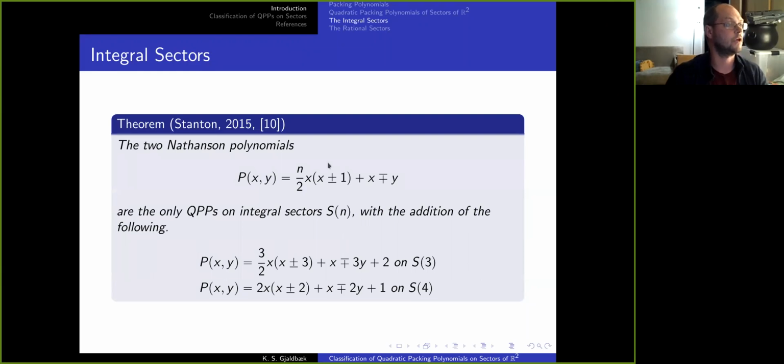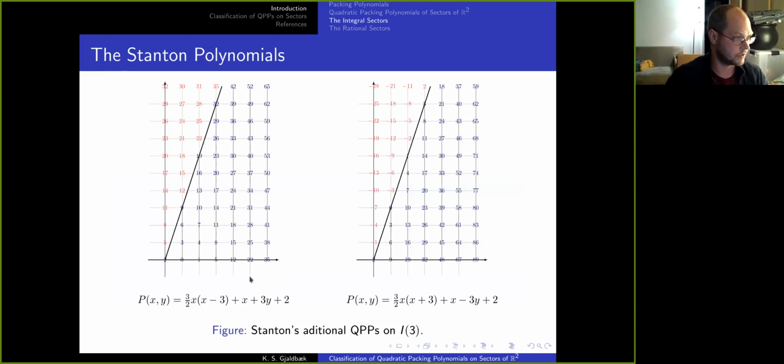The integral case was also solved by Stanton in the same paper. I wrote 2015, but this is the same paper. That should be 2014. Sorry. She proves that the two Nathanson polynomials given before that come with any integral sector are the only two packing polynomials except for the two cases alpha equals 3 and alpha equals 4. In these two cases, we get two additional polynomials. And these two additional polynomials have a bit of the same flavor. Here are the two on S3.